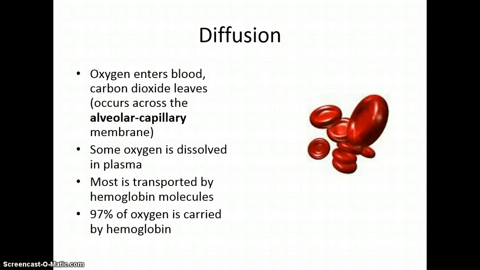The process of diffusion is where that oxygen actually enters the blood, the carbon dioxide leaves, and we know that this happens in the alveoli. You see the special shape to those hemoglobin cells, those red blood cells, and that is because that concave shape gives the red blood cell more surface area, and it increases the hemoglobin ability to carry oxygen. We know some of the oxygen is dissolved in the plasma, but most of it goes on those hemoglobin cells.